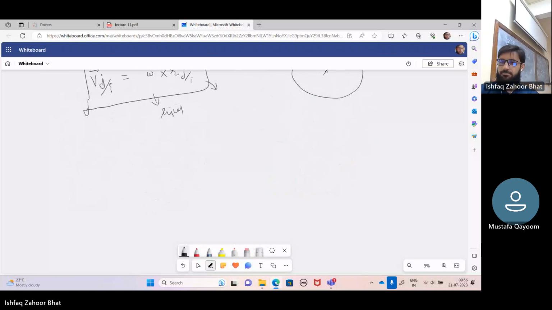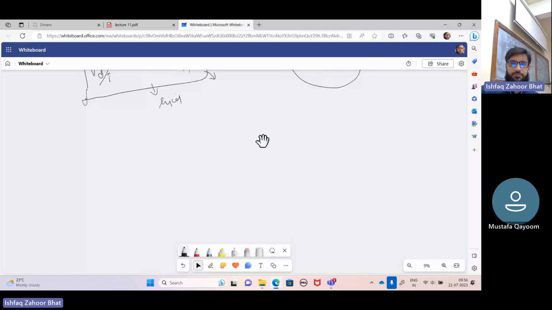Okay, so the last topic which I want to discuss, I think it will take 10-15 minutes and then we will be over. The last topic is angular momentum and linear momentum of a rigid body.